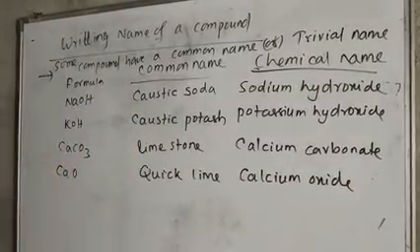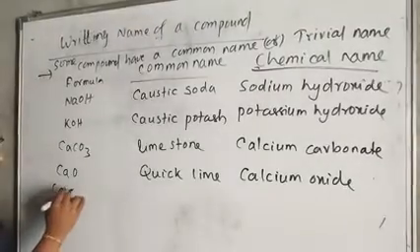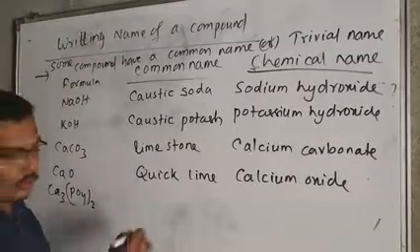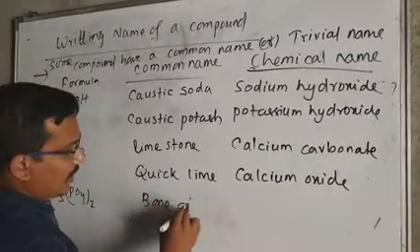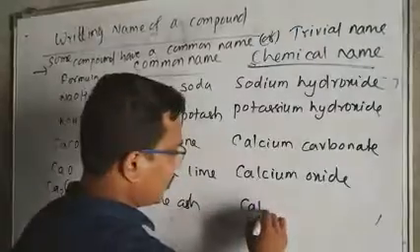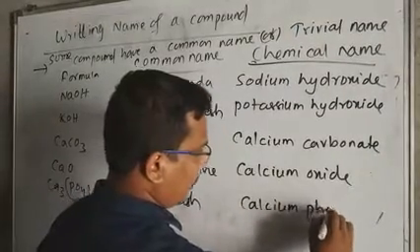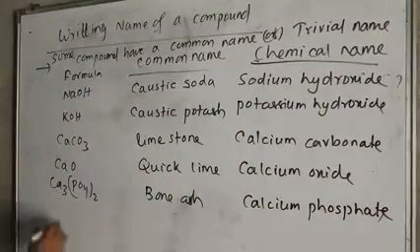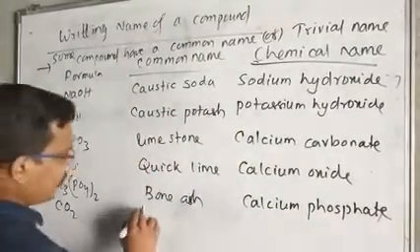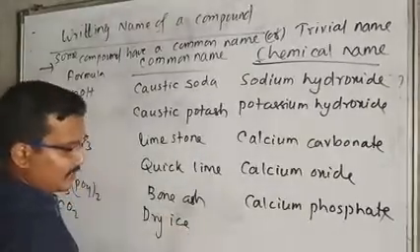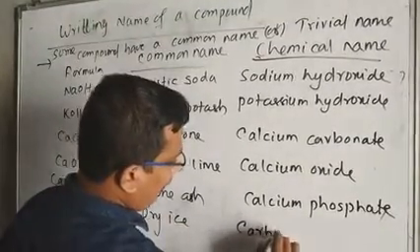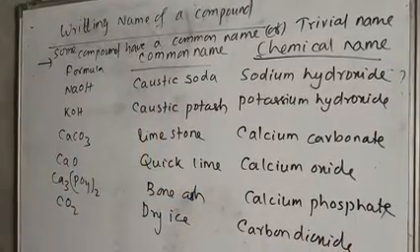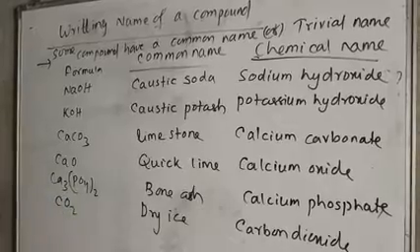Like that, if you think about Ca3(PO4)2, its common name is bone ash, and its chemical name is calcium phosphate. Next is carbon dioxide, CO2. Its common name is dry ice, and its chemical name is carbon dioxide. So the first point is that some compounds have a common name or trivial name.